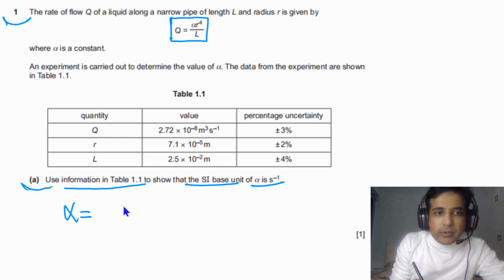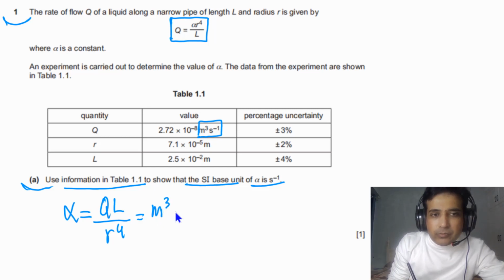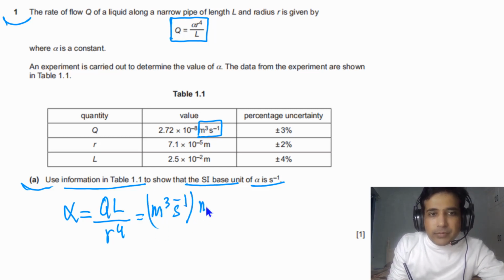So we can write down alpha in this case will be equal to QL divided by R to the power of 4. The unit of Q is given in this table, that is meter cube per second. So simply we can write down this is meter cube per second, and the unit of L is given, that is meter, and the unit of R is given, you can see here. So the unit of R is also meter. So this is m to the power of 4.